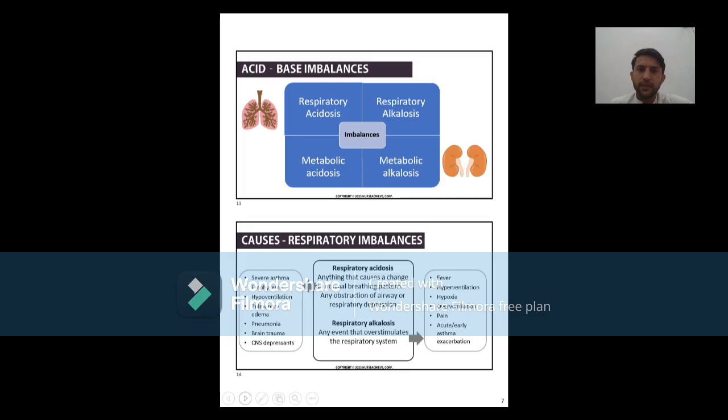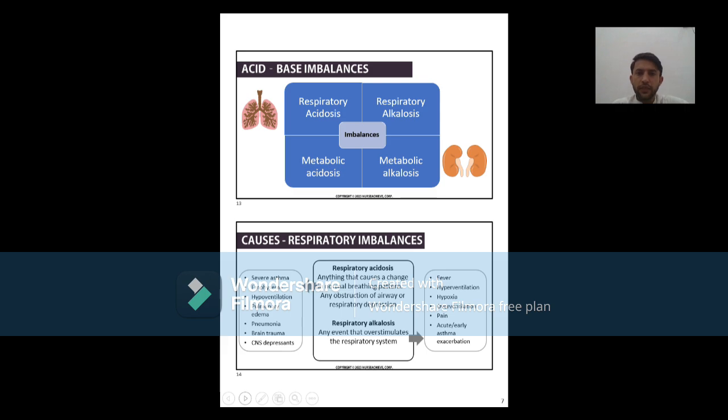In acid-base imbalance, we have two conditions. One is acidosis and the other is alkalosis. And then we have two components. We have respiratory acidosis, respiratory alkalosis, metabolic acidosis and metabolic alkalosis.